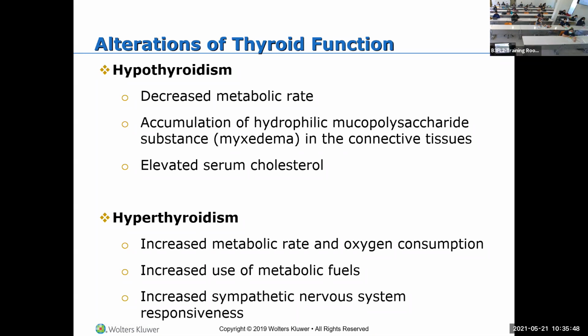Okay, so hypothyroidism: decreased metabolic rate. Number two, accumulation of hydrophilic mucopolysaccharides substance in the connective tissue that results in myxedema. Please highlight, make it bold, myxedema. Myxedema patients are those who are suffering from hypothyroidism.